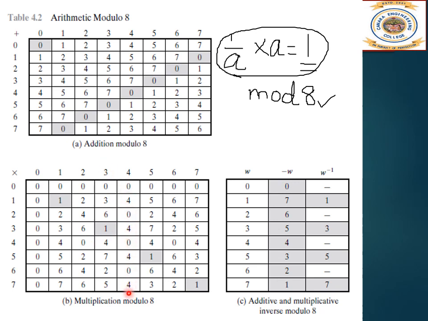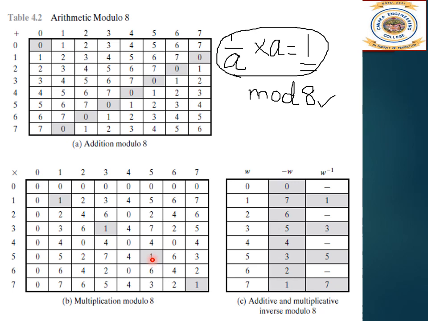Now when I check for 4, there is no entry of 1 here. So 4 does not have a multiplicative inverse. For 5, if I look, I can get a corresponding entry here. What is the corresponding entry? It is 5. So 5 into 5 is 25.